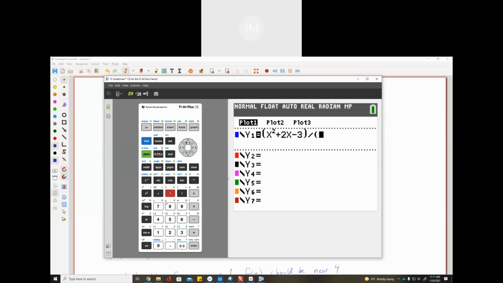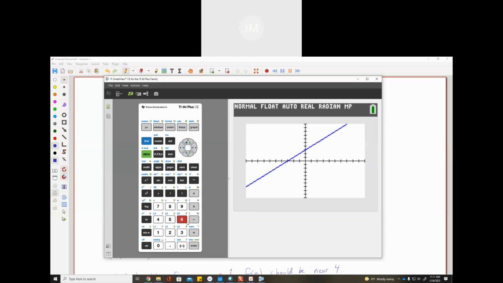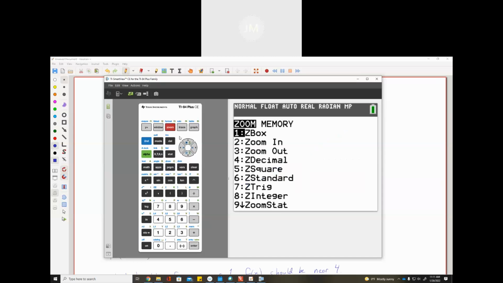And then divided by x minus 1. When I graph it, it looks like a line. It looks like I can plug anything I want into here, right? The line looks just normal, right? It doesn't look like I have a problem at 1 at all. I can even zoom in a little bit.